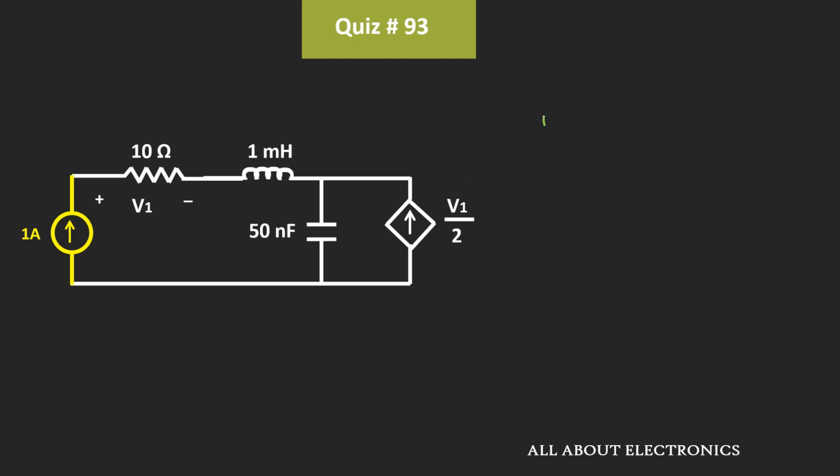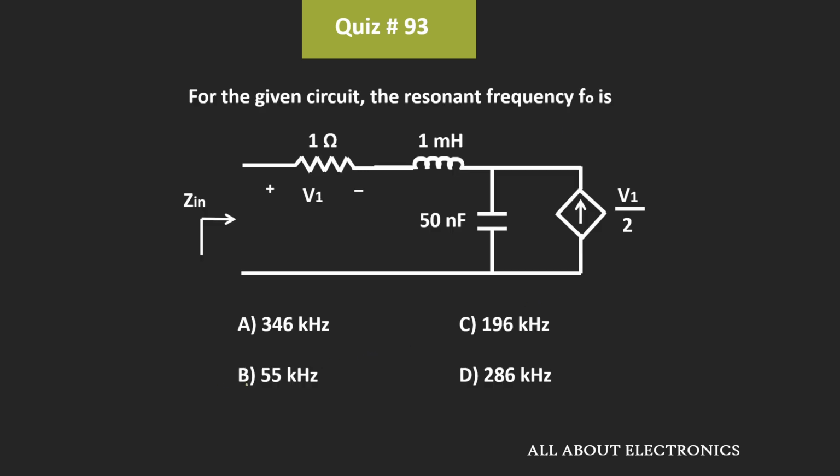That means if we see the frequency f, then f is equal to ω divided by 2π. That is equal to 55.13 kilohertz, or roughly we can say that it is equal to 55 kilohertz. That means for the given circuit, this resonant frequency f0 is equal to 55 kilohertz. That means for the given question, B is the correct answer.